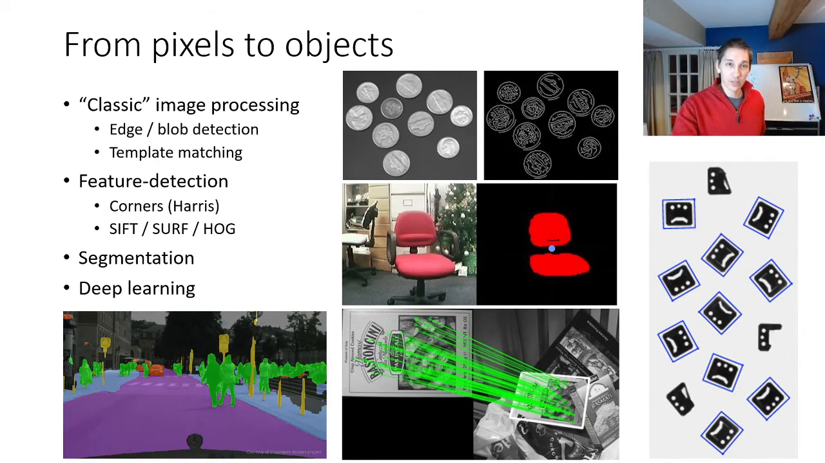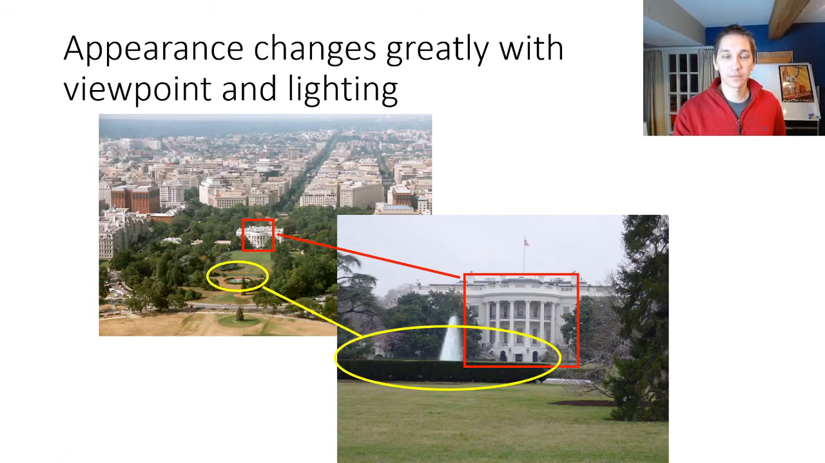Now, oftentimes we don't just want to go from pixels to points in the space, but we also want to recognize objects in the scene. And we'll talk about this when we get into computer vision. So there's lots of different types of computer vision algorithms, ranging from classical image processing to feature detection algorithms, segmentation algorithms, as well as deep learning approaches. And so we'll get into this in a future lecture.